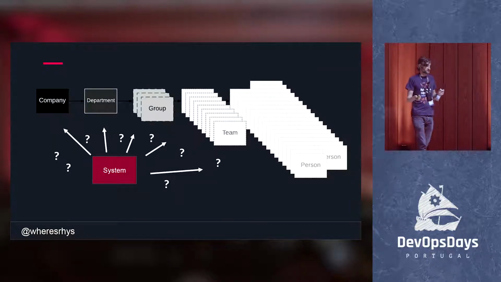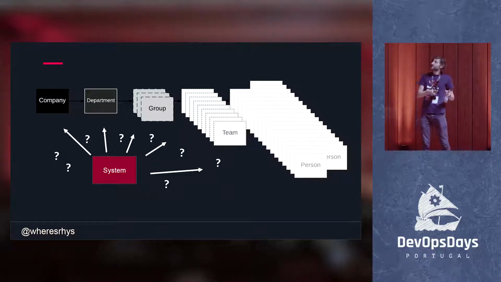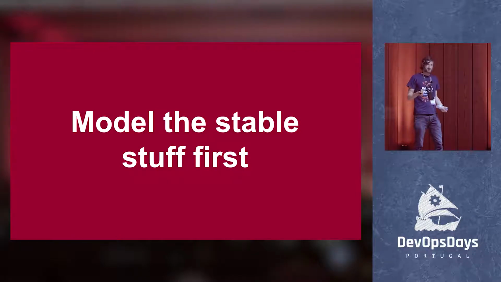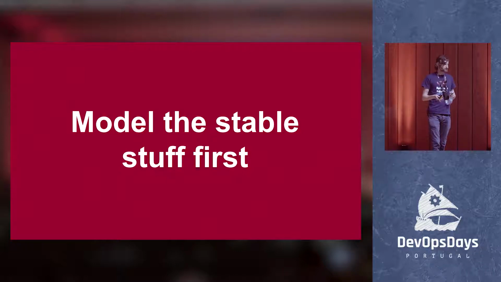And then you're faced with the question, well, what do I connect my system to? Going through from the very stable long-term things, such as companies, through to employees, which change all the time. So my advice here is to model the stable stuff first. Even though the question everyone's asking is, who can help me with this? That's not going to help you if that person's left. So go for something a bit more stable.